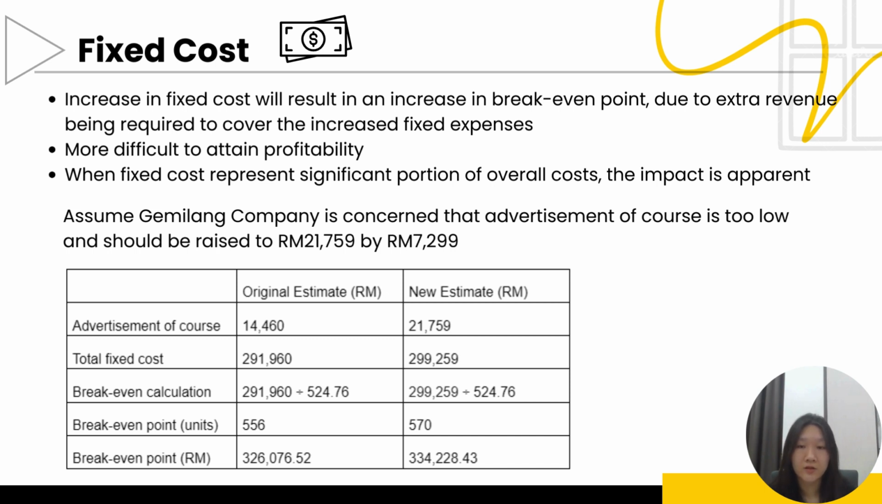the 556 tickets. Due to extra revenue being required to cover the increased fixed expenses, higher fixed costs result in an increase in the break-even point. It could be more difficult to attain profitability. In contrast, a corporation can more easily achieve profitability when its fixed costs are reduced because the break-even point is lowered. When fixed expenses represent a significant portion of overall costs, the impact is obvious.